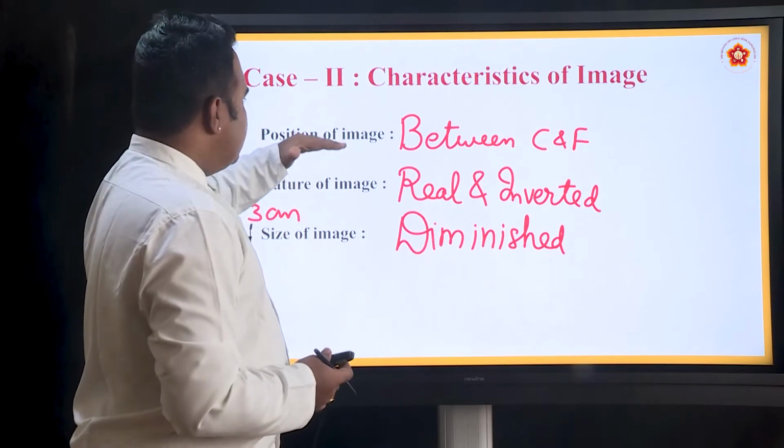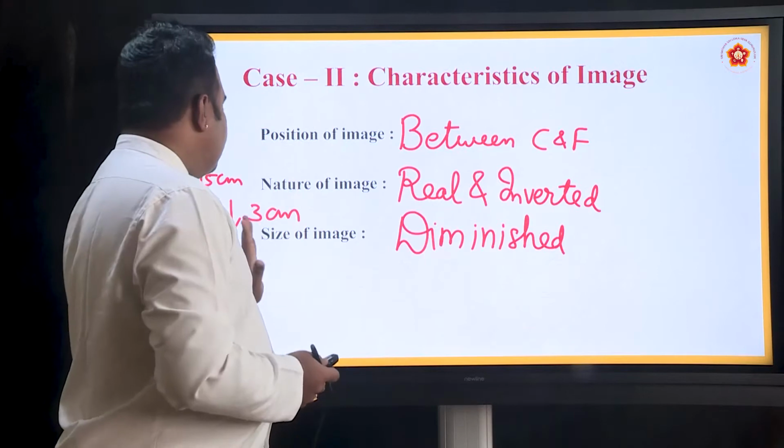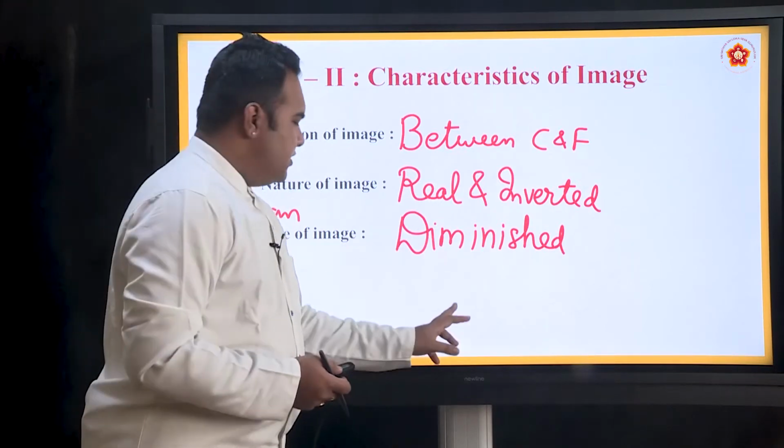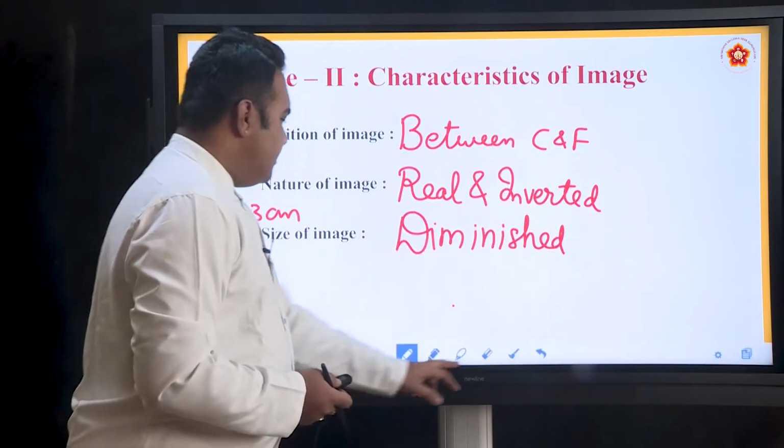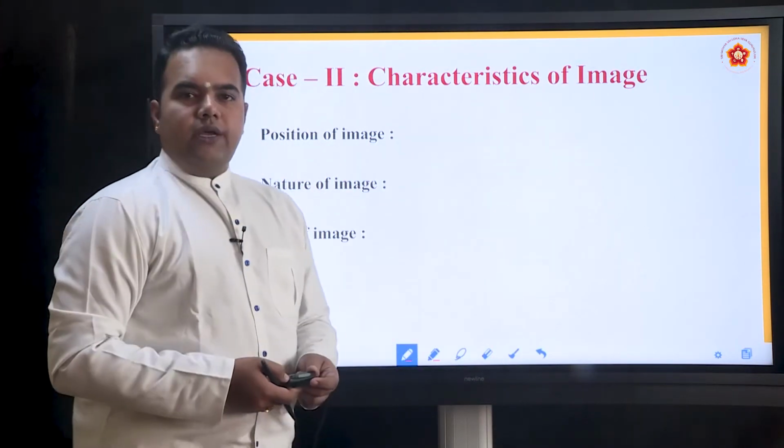So, the position of the image is between C and F, nature of the image is real and inverted, size of the image is diminished. So, this will complete the case 2 of the image formed in a concave mirror.